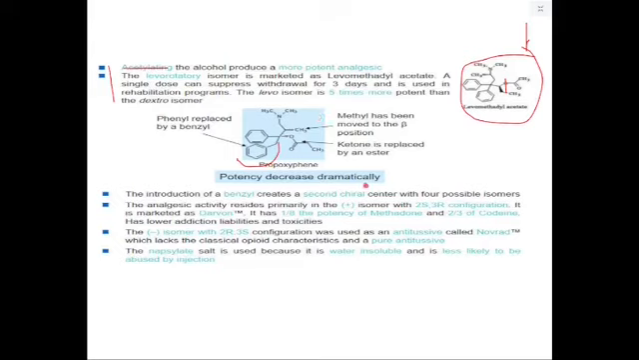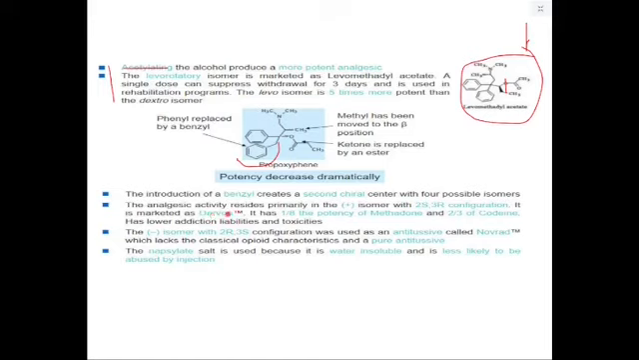And therefore the introduction of a benzyl creates a second chiral center. Of course, this is a chiral center. This was the first chiral center, there by introduction of the methyl group. But the minute you introduce the benzyl group, you introduce a second chiral center that we had already discussed. Introduction creates a second chiral center with 4 possible isomers. The analgesic activity resides primarily in the dextro isomer. So dextropropoxyphene is the one which will have analgesic activity, and this has the 2S 3R configuration. So look at that: position 1, position 2, position 3, 2S 3R configuration.